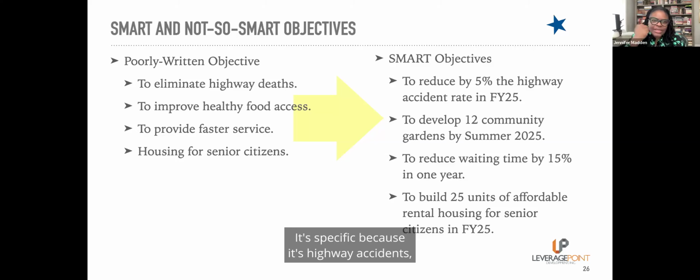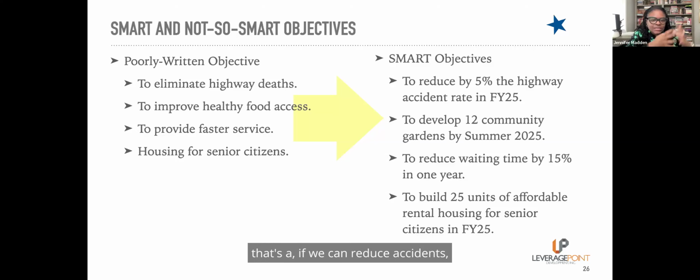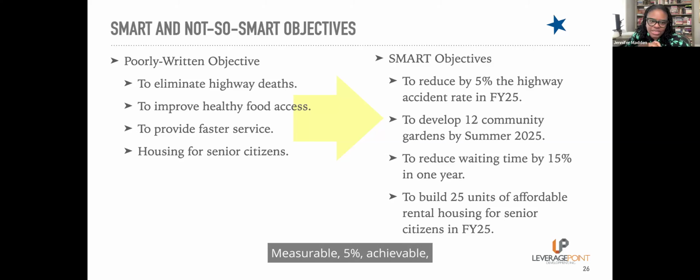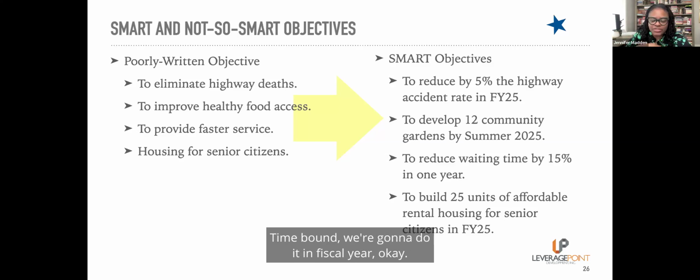It's specific because it's highway accidents. If we can reduce accidents, that's the way we can impact eliminating the deaths. Measurable, 5%. Achievable, okay, we didn't say 100%. Relevant, yes, reducing highway accidents will reduce deaths. Time bound, we're going to do it in the fiscal year.